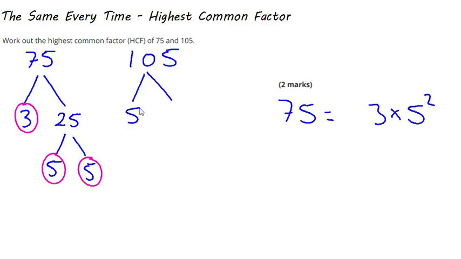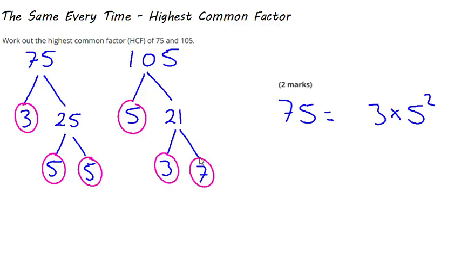I know that 20 times 5 is 100, so 20 times 5 plus another 5, 21 times 5 will give me 105. 5 is a prime number, so I circle. And 21, well, I'm thinking 3 times 7 is 21. 3 is a prime number, 7 is a prime number. So I'm going to write 105 over here as my product of prime numbers. 3 times 5 times 7.